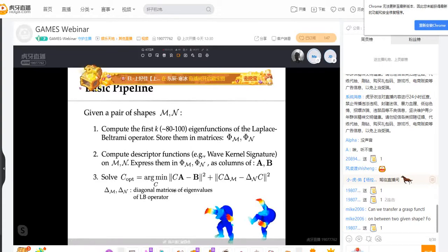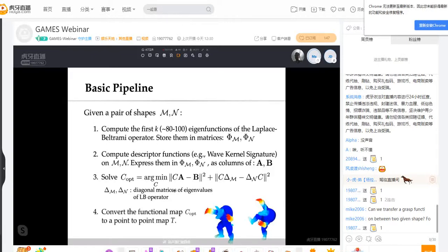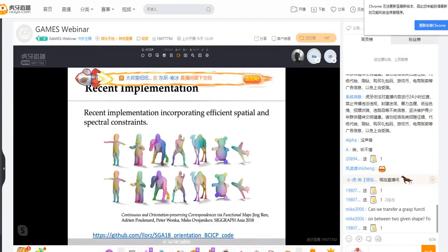And the other nice thing is that this is a convex problem. It's actually a least squares energy. So we basically transformed something that was highly nonlinear, highly non-convex into a convex problem that is easy to solve in practice. And finally, we convert this functional map to a point-to-point map if we need to. In some cases, you might get away with just keeping the functional map. But if you need to convert it, then we follow the procedure that I described in the beginning.